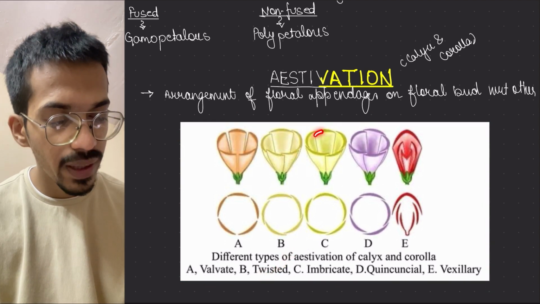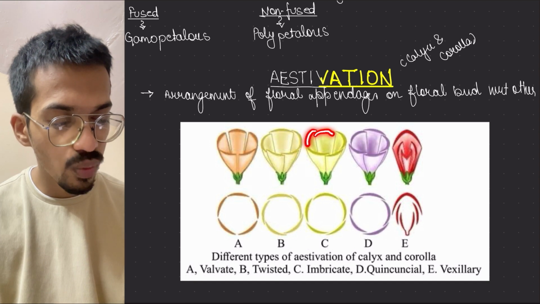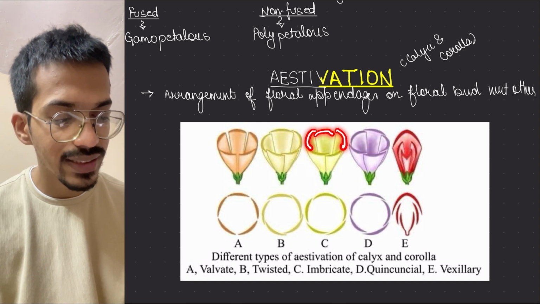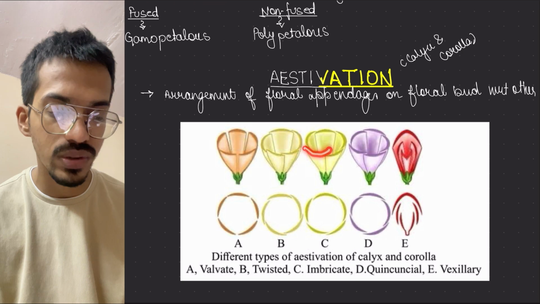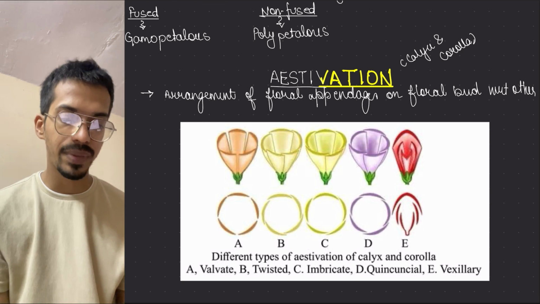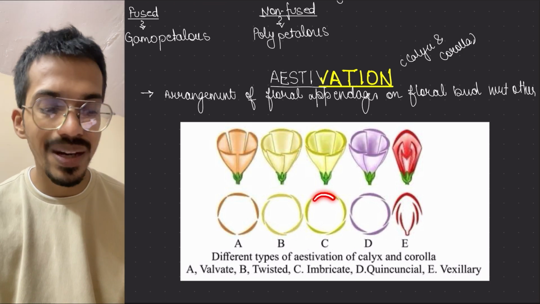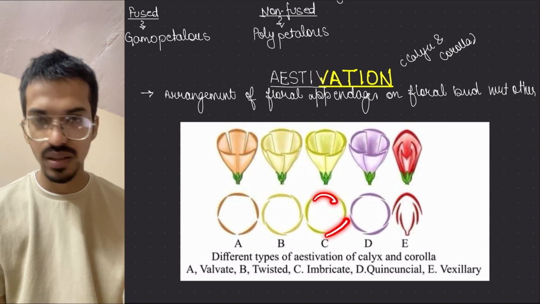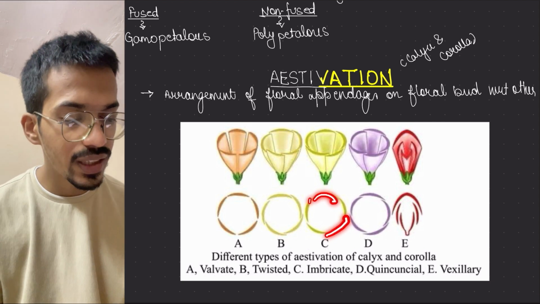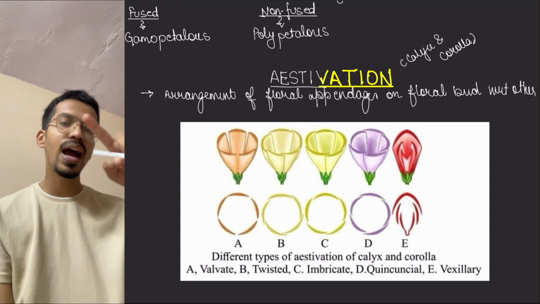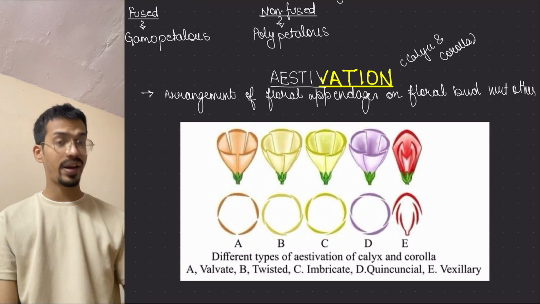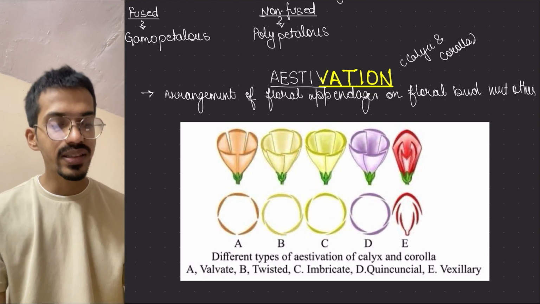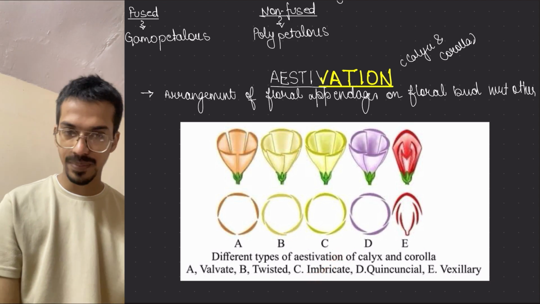If you see, this petal is inside, this petal has one side inside and one side outside, and here this one is outside completely. So one petal is completely inside, and one petal is completely outside without being overlapped by anyone. Three are overlapped at one area, and in the other area they are not overlapped. This kind of arrangement is called imbricate.